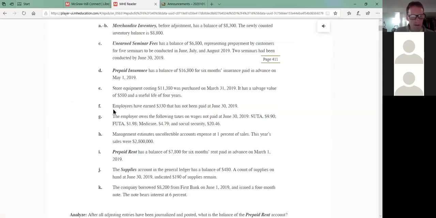And that one's going to be a depreciation problem. So again, I'm on letter E. Circle that. All right. So they say that store equipment cost $11,380. Notice the date. They purchased this on March 31st. That's a key. It has a salvage value of $580 and a useful life of 4 years.